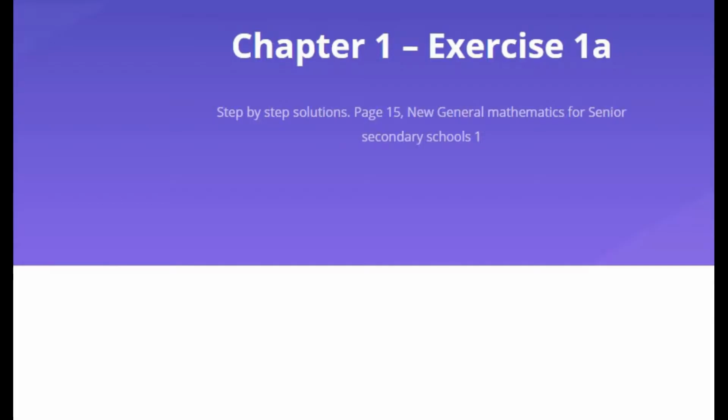In this exercise, we are going to provide a step-by-step solution to one of the questions in Chapter 1, Exercise 1A of the New General Mathematics for Senior Secondary Schools, Book 1. The question we're talking about is question 2 of that exercise, and it says a raised to power 3 times a raised to power 9.